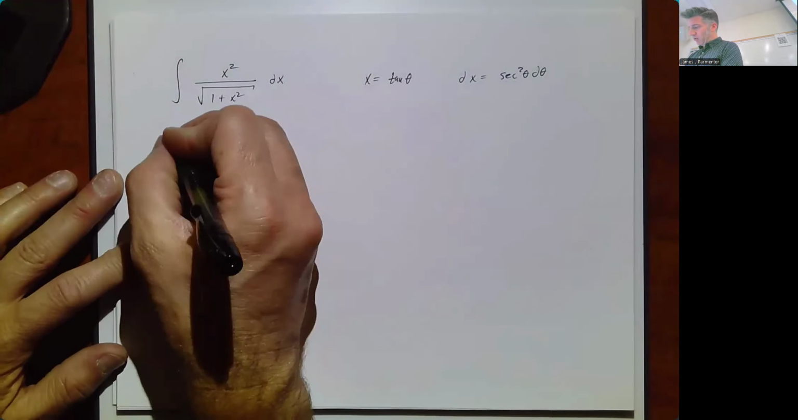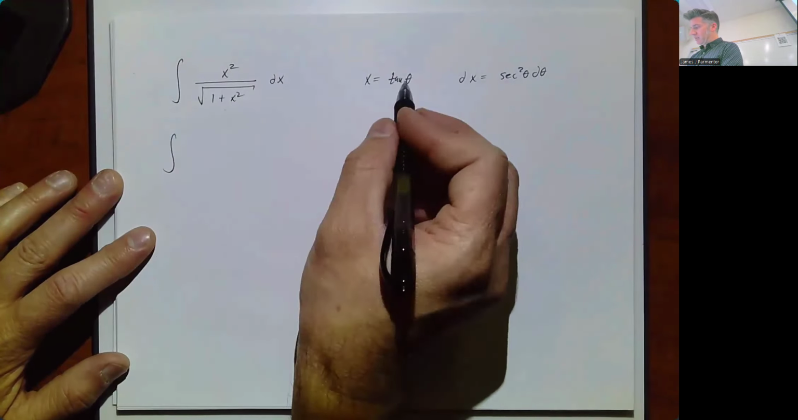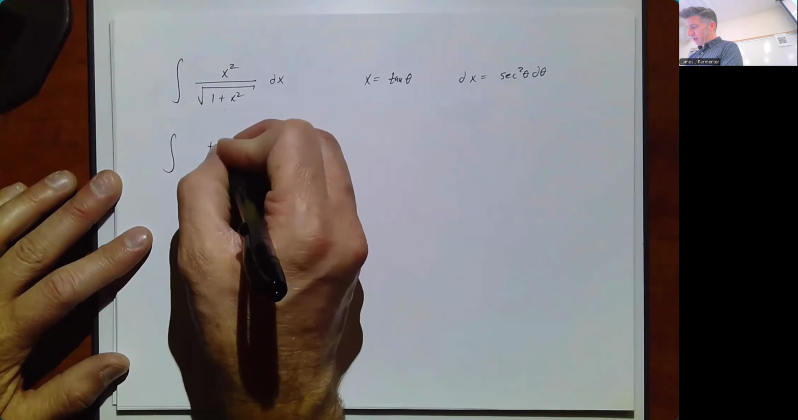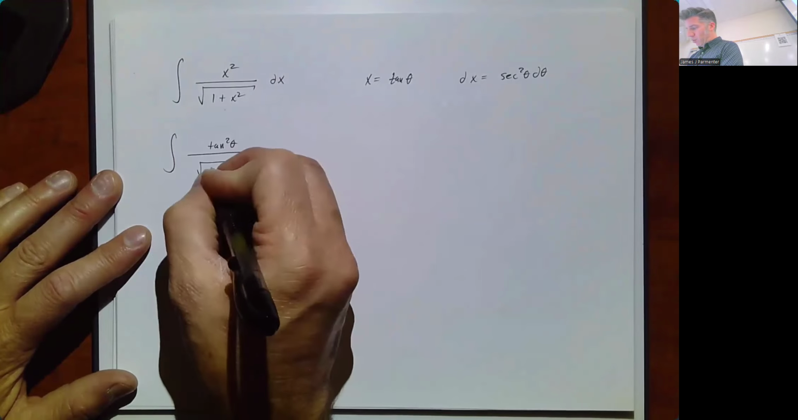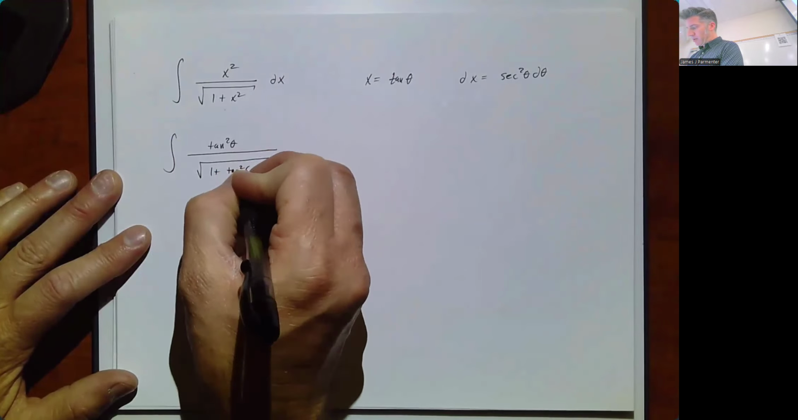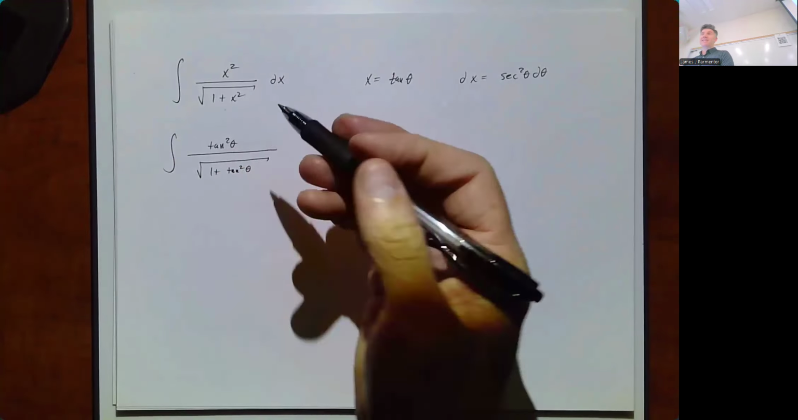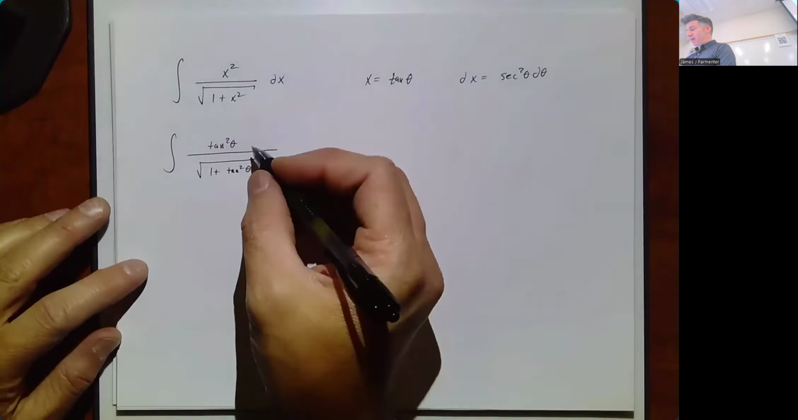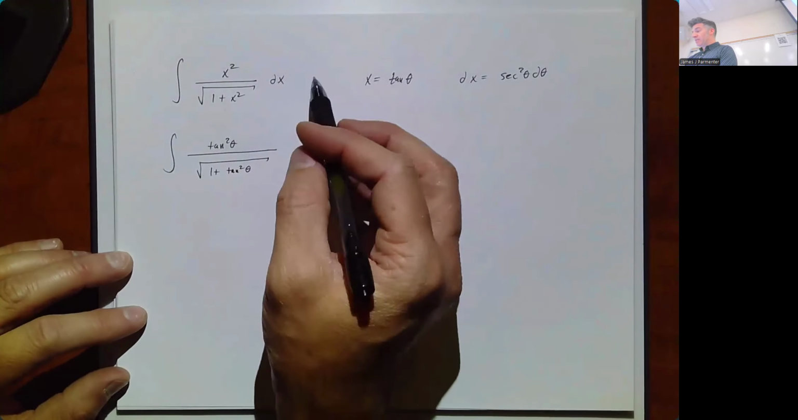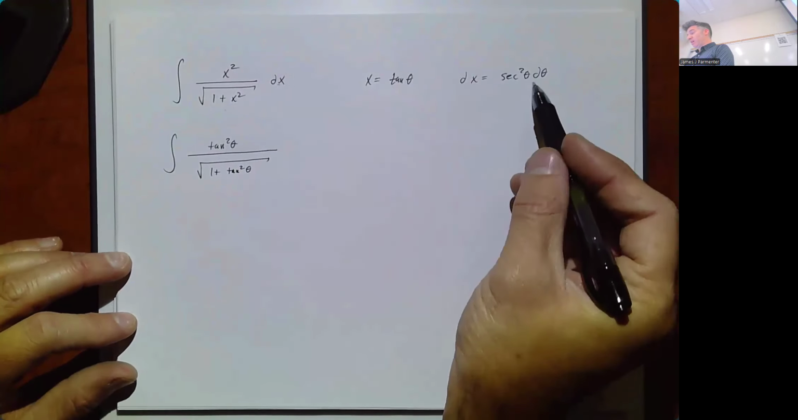So we're going to have the integral of, so x is going to be tangent, so I have a tangent squared theta. In the denominator, I have the square root of 1 plus tangent squared theta. The whole point here is the thing inside the square root should become something that's easy to take the square root of and get rid of the square root. And then finally, vitally here, dx is secant squared theta times d theta.